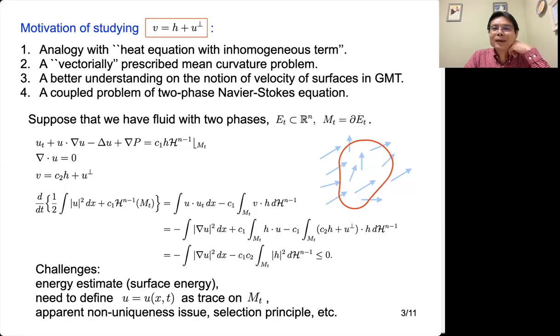So I started thinking that maybe I just take the vector field to be a given one, then try to show the property of this moving surface. Okay. Now, to do this problem, there are many challenges.